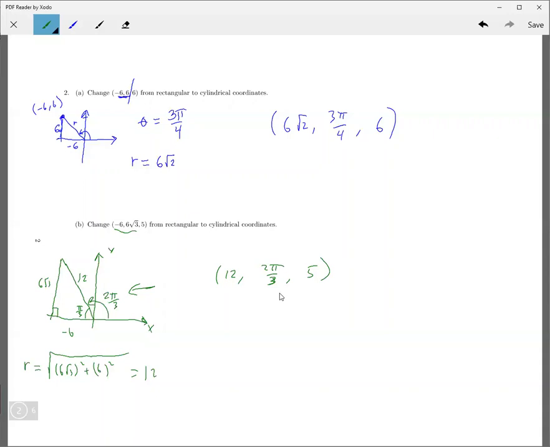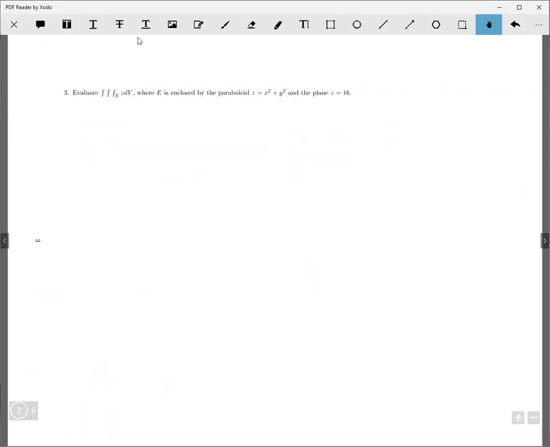Okay, great. So now we're ready to go on to the fun exercises. Rather than just reviewing things, we're doing new things. Yay. Okay, so the first one is to evaluate this integral, where E is enclosed by the paraboloid and the plane Z equals 16.